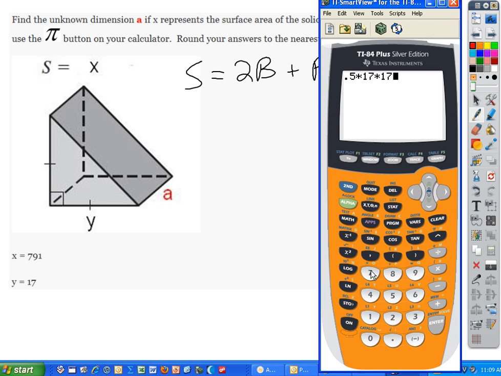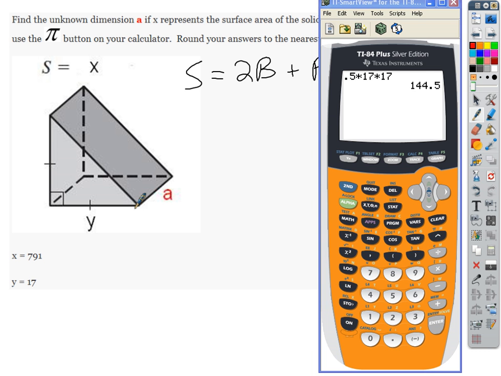Now what about the perimeter? Okay, if we want to add up the perimeter, that's going to be this side plus that side. Well, those are both 17. So 34. That part of the path around the triangle accounts for 34.